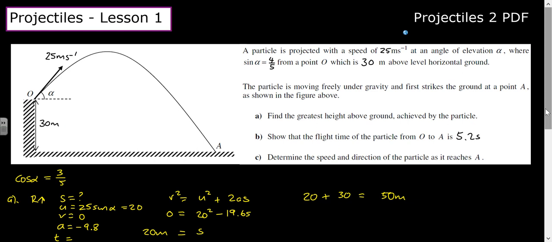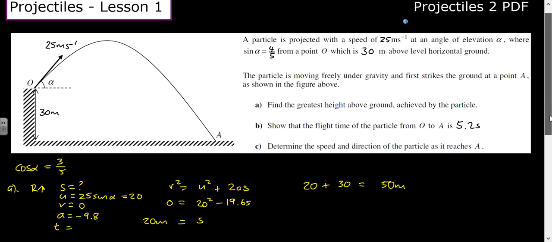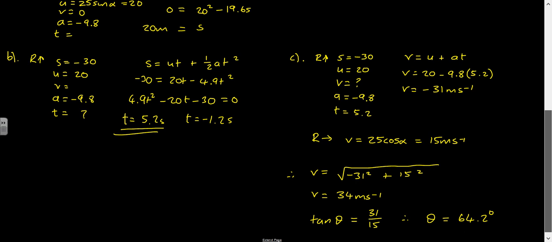Okay, so pause the video. You can already see the start of the working at the bottom, but pause the video, do the question, and come back. Okay, now that you've paused the video and done the question, there is my working.